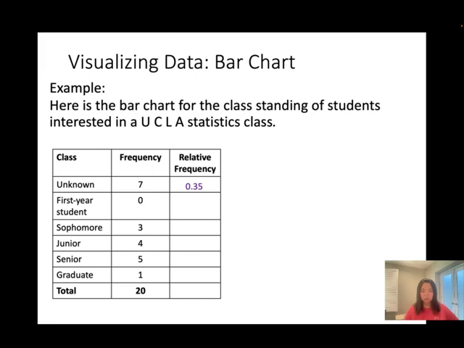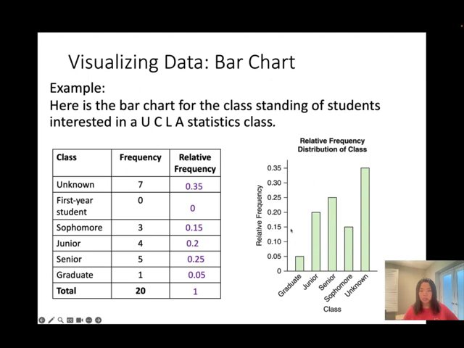Okay, check your work. This is 3 divided by 20, 4 divided by 20. And remember, what is the sum of all relative frequencies equal to? That will be close to 1. Close to 1 here. Based on this example, we're going to construct the bar graph.